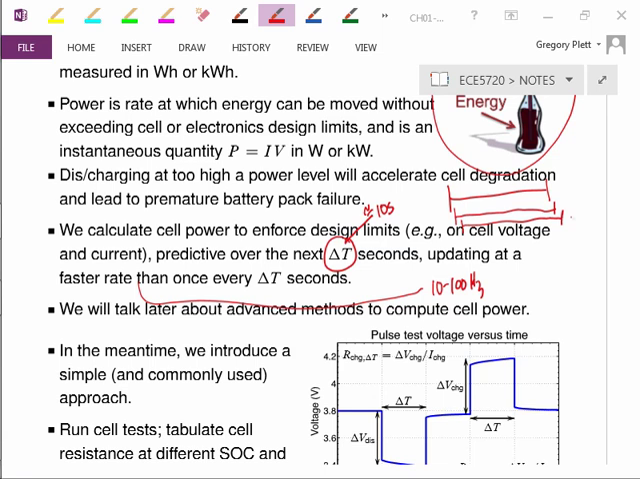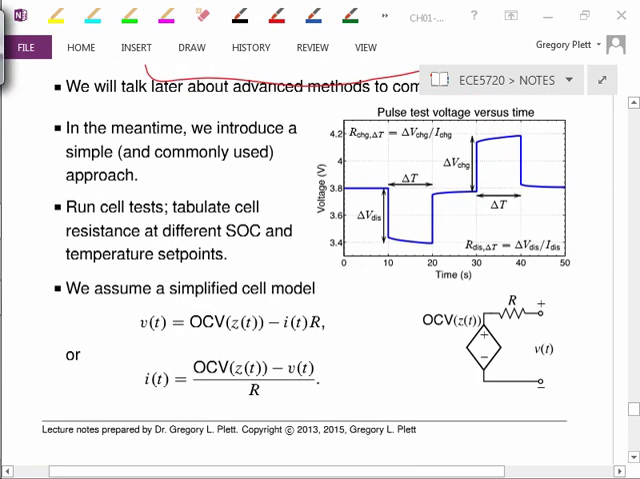In the meantime, I would like to at least talk about how cell power could be computed with a fairly simple way, and this is actually what most vehicles implement right now. So it's simple and it's commonly used. Not the best thing to do, but it does okay.